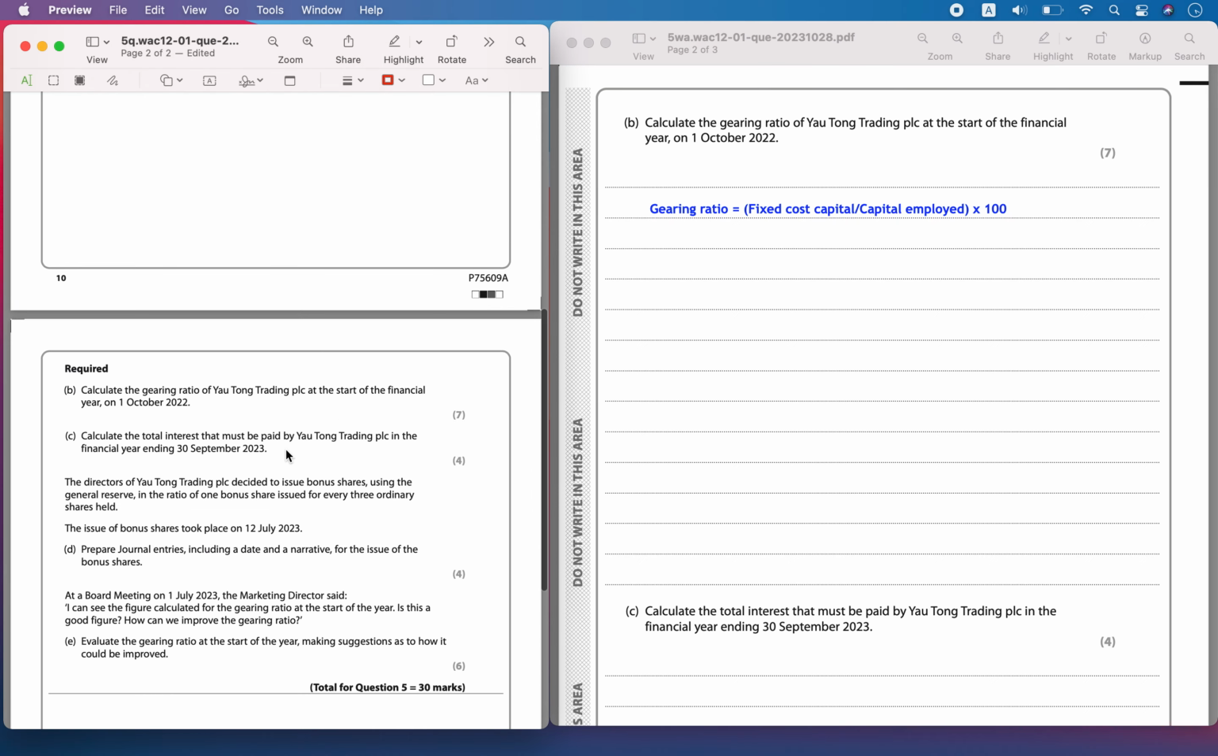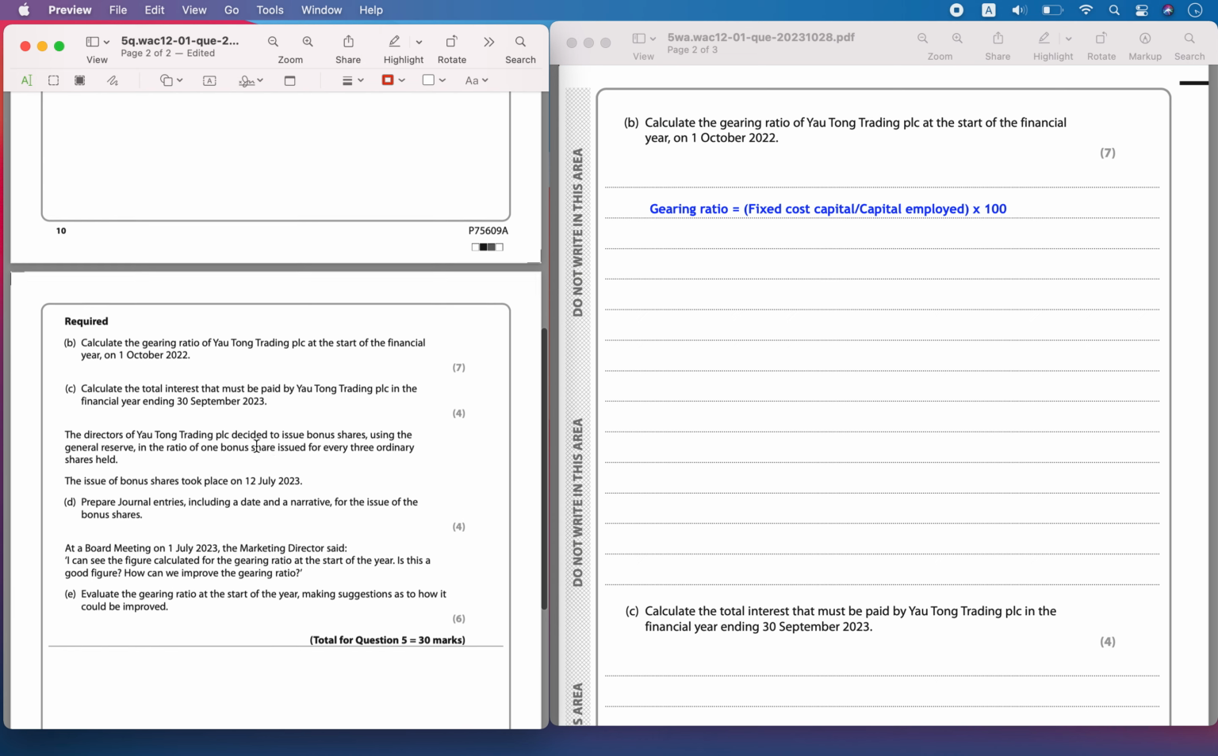Hello, today we are solving October 2023 Unit 2 question Part B. Calculate the gearing ratio of Tong Trading PLC at the start of the financial year on October 1st, 2022. The formula for the gearing ratio is fixed cost capital over capital employed times 100.